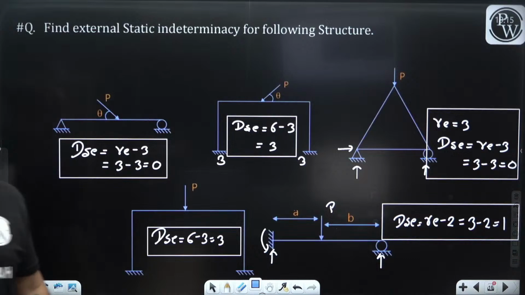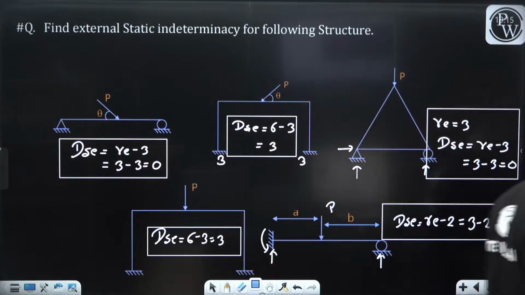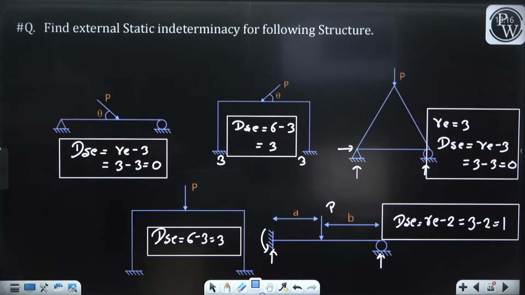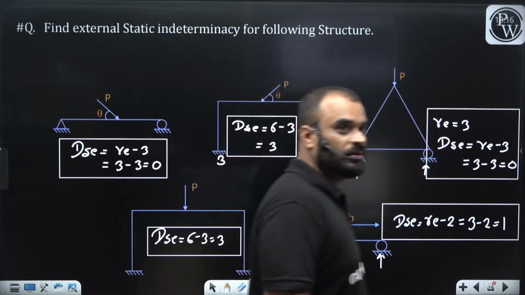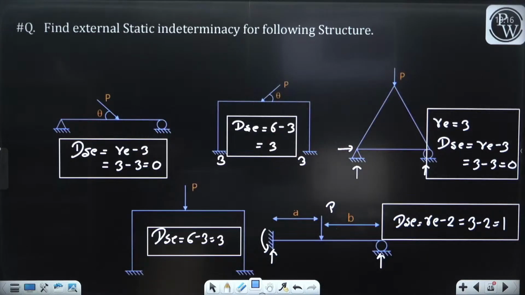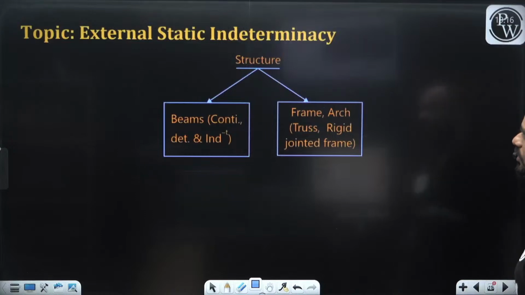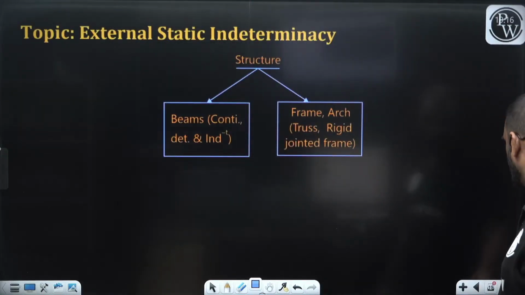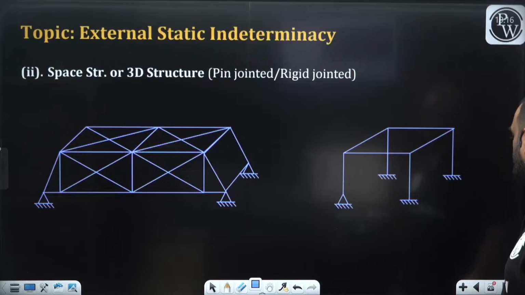Understood? It should be 1, it is not 0. Clear, Bhanu? Another student? Okay, got it. Okay, so this thing we have already discussed and we have written it also. Okay, so leave it.